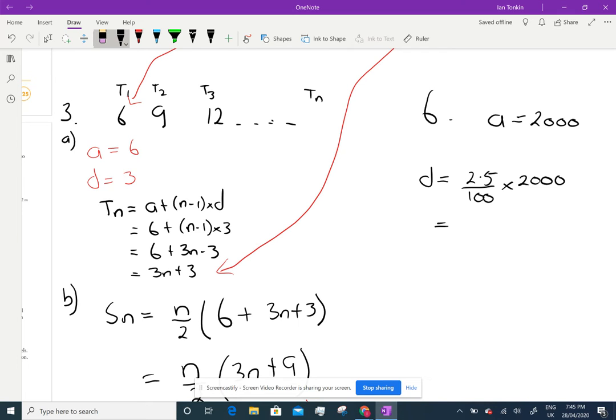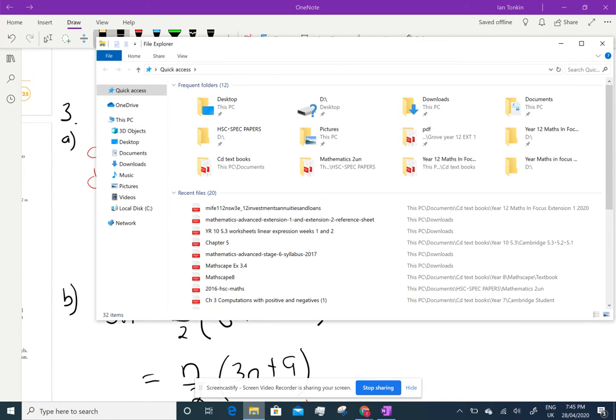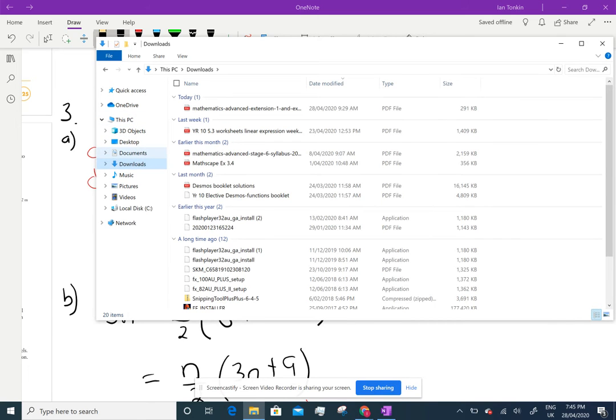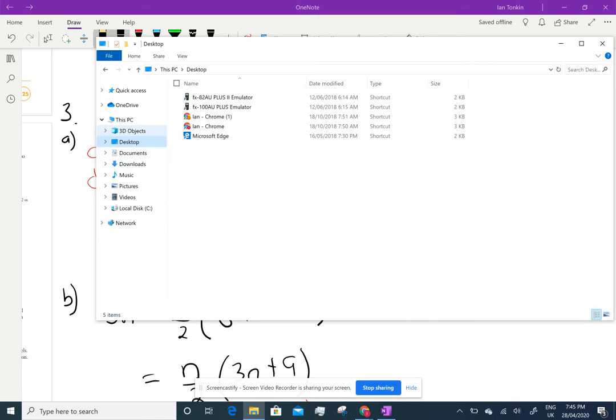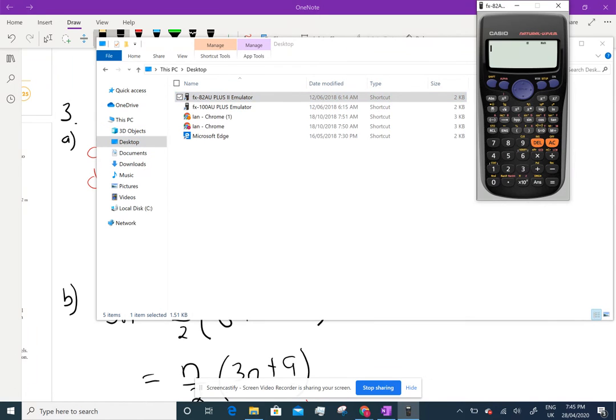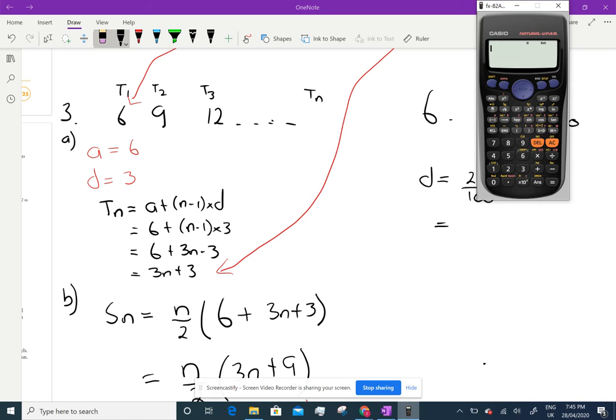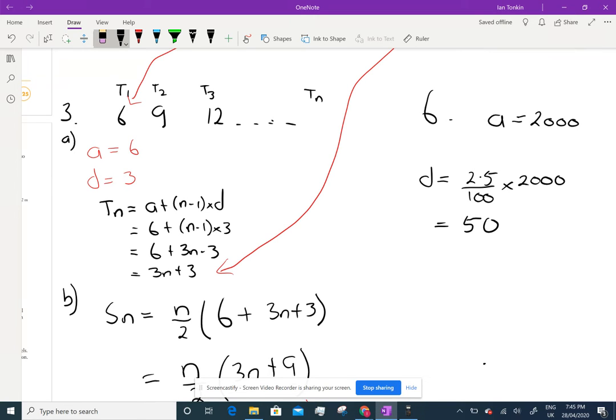And again, I use my calculator for that. I'll just get that up. Where are we? Is it on the desktop? There it is. Okay. So 2.5 divided by 100 times 2,000. $50. So every year, this investment with simple interest is going to earn me $50.